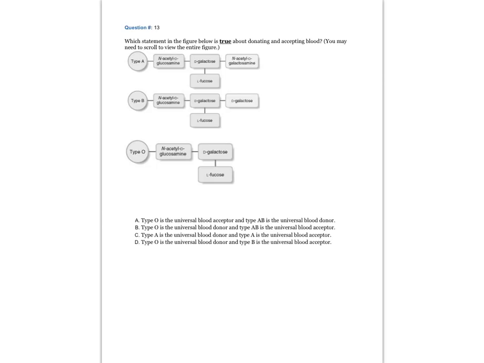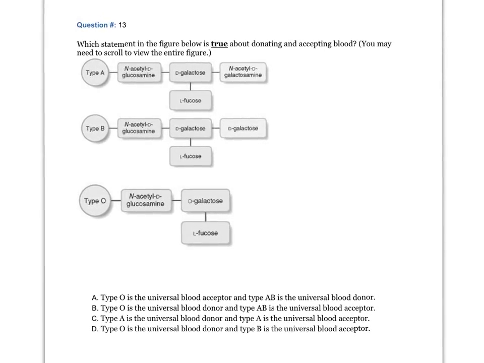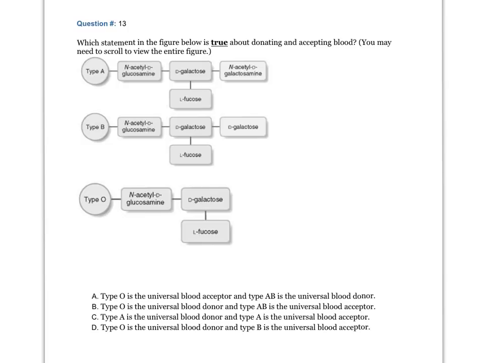Question number 13. Which statement about the figure below is true about donating and accepting blood? Okay, you may need to scroll to view the entire figure. On the actual exam, that may be true. So we examine these. Type O is the universal blood acceptor, and type AB is the universal blood donor. The idea is, with blood typing, all the blood types have this core. AB would have this core too. So AB would have both this carbohydrate and this carbohydrate. Okay, type AB would have both of those.